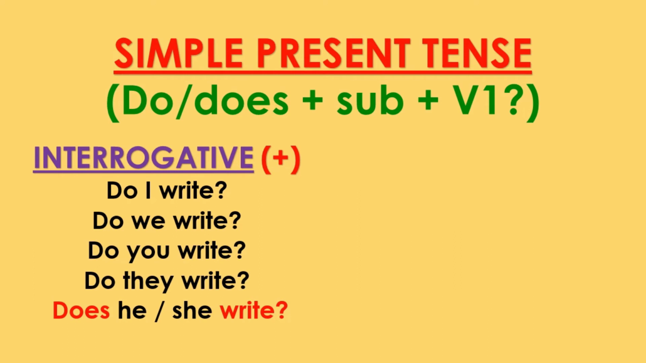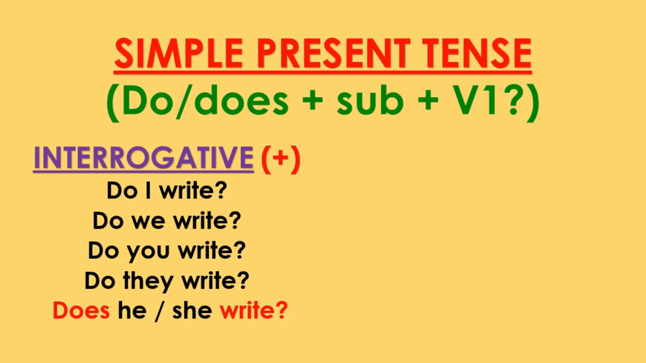Look at the first sentence, students. Do I write? So we should begin a question with a do verb followed by the subject, and then comes the first form of the verb, exactly as we find here. In case of first person plural number, it is again do we write, then do you write, then do they write.